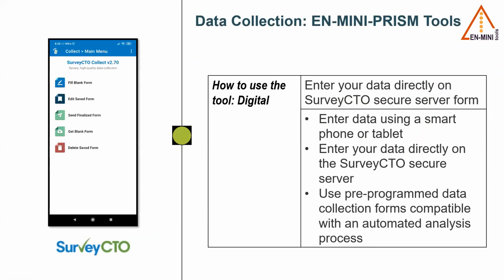Thanks. So to ensure data collection is simple and in line with the existing PRISM tools, the EN-MINI PRISM tools have been set up for data entry on the digital platform SurveyCTO. Data can be collected using smartphones or tablets, and the ready-to-use forms are available for download on the EN-MINI website.